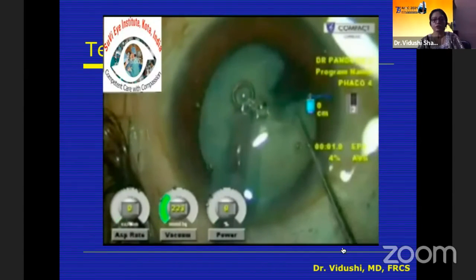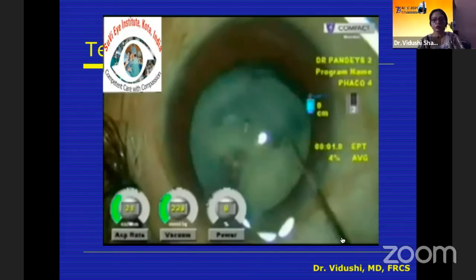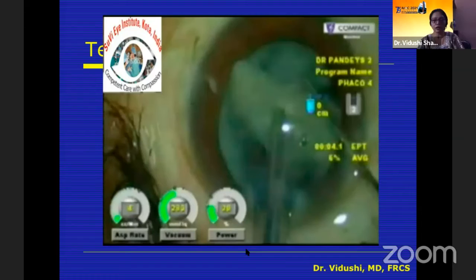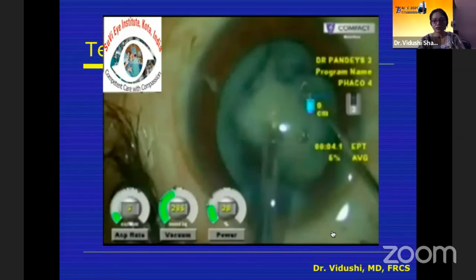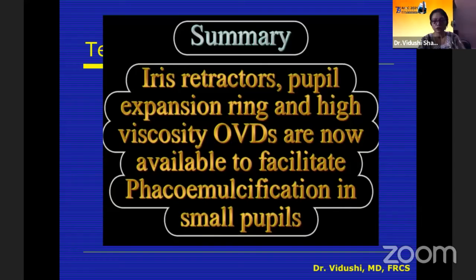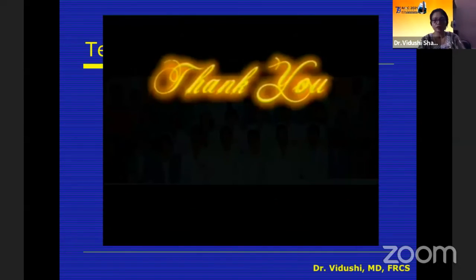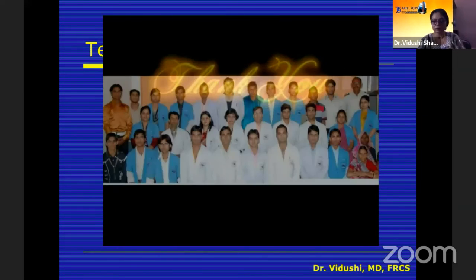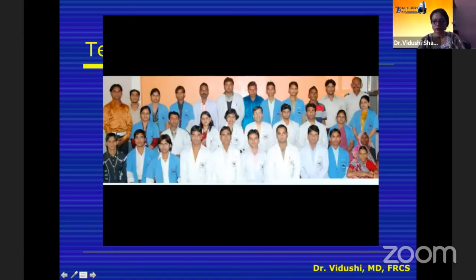Along with the different things, we always must ensure that we have low fluidics, etc. So to summarize, iris retractors, pupil expansion rings, and high viscosity OVDs are now available, and they facilitate managing phacoemulsification in cases of small pupil. There are other quick solutions that can be utilized in the operation theater.